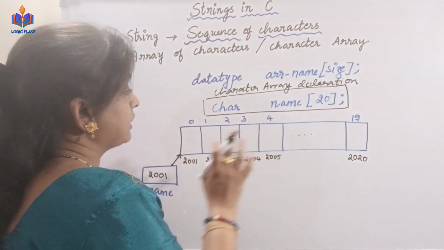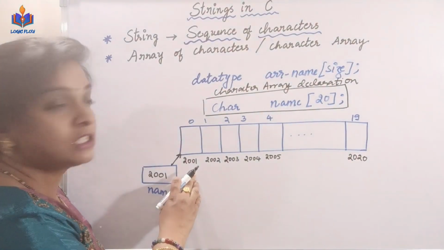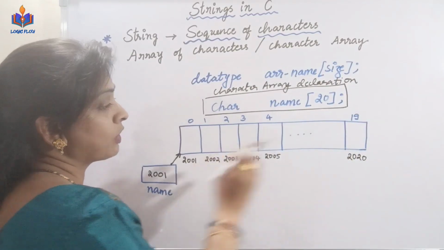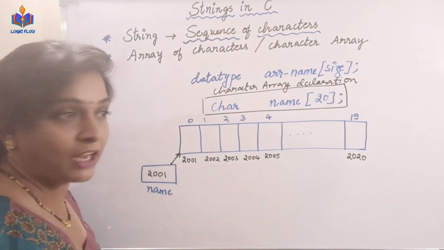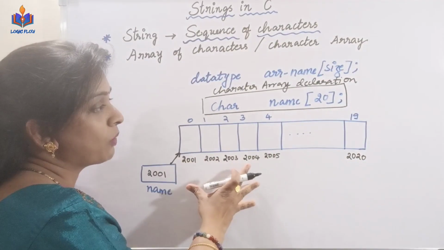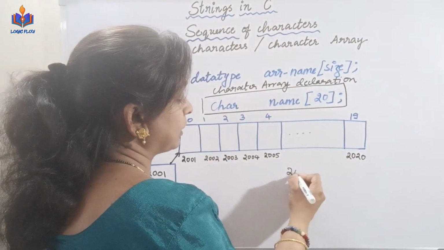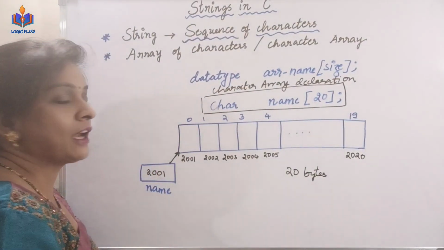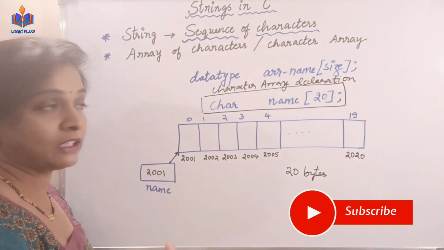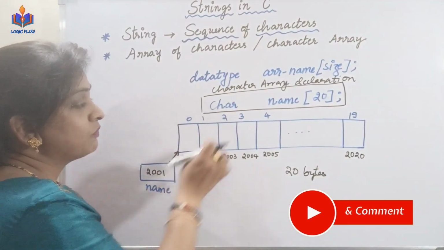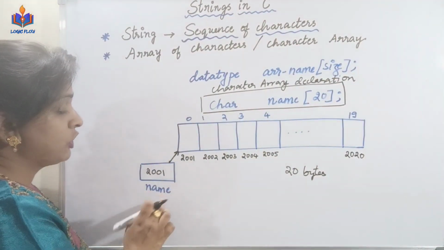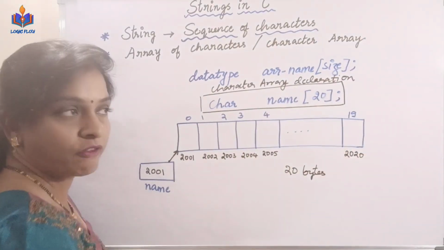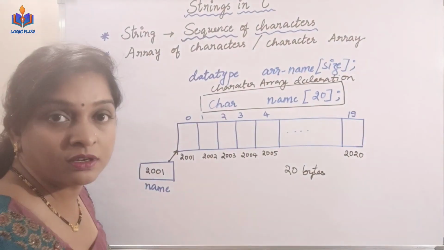Say the memory starts from 2001, with index values 0, 1, 2, 3, 4 up to 19. From 2001 to 2020, the memory will be allocated. Totally 20 bytes of memory will be allocated, because to store one character we require 1 byte. So 20 characters means 20 bytes of memory, and this starting address will be held in this array name. Name is the name of the character array, it can be anything else; you can have some other name also. Well, I have used it as name.